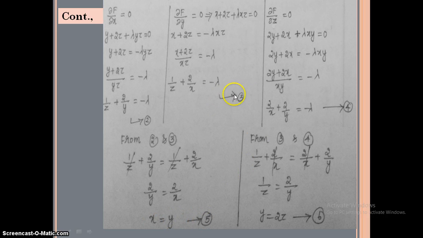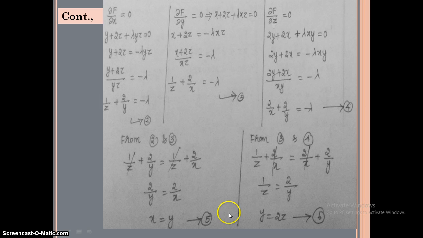Next I can take 3 and 4. Equating 3 and 4 we get 1 by z plus 2 by x equal to 2 by x plus 2 by y. Then cancelling 2 by x and 2 by x, we get 1 by z equal to 2 by y. Taking the reciprocal or cross multiplying, y equal to 2z. That is equation number 6.